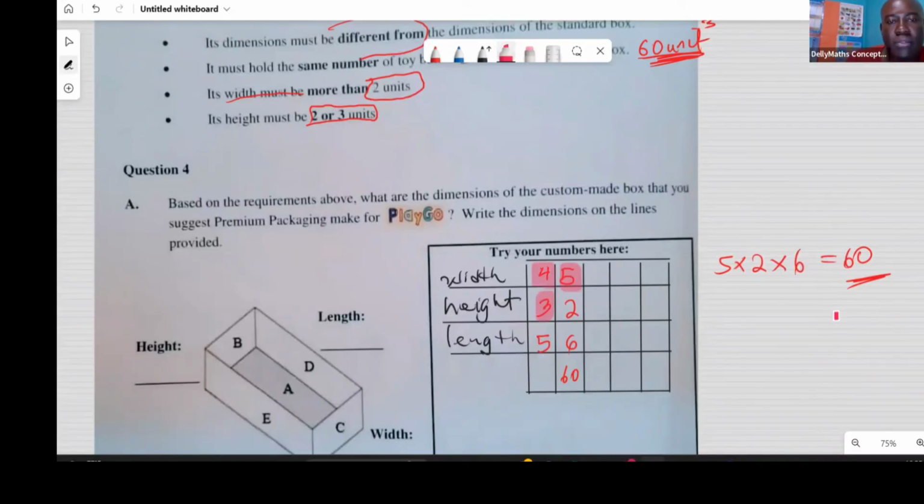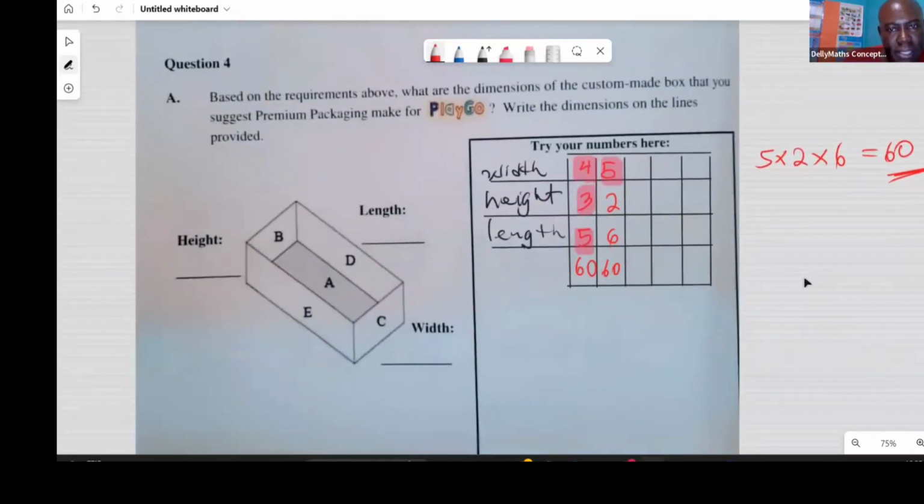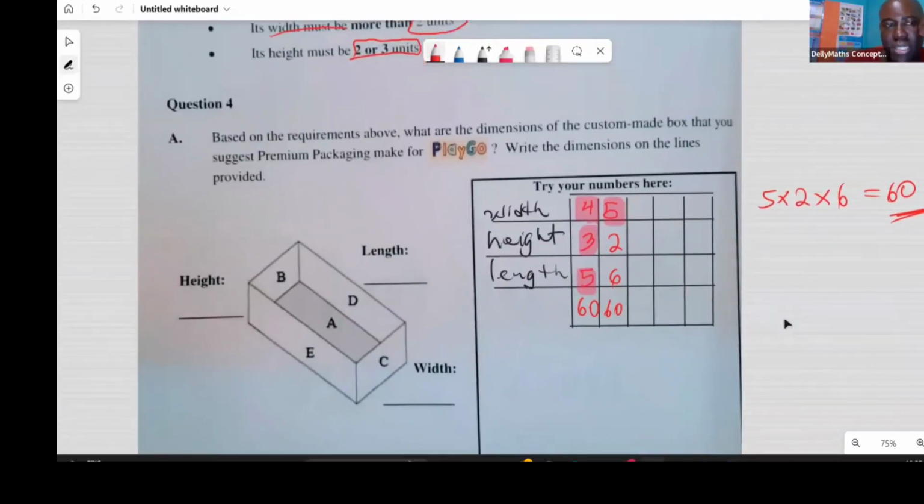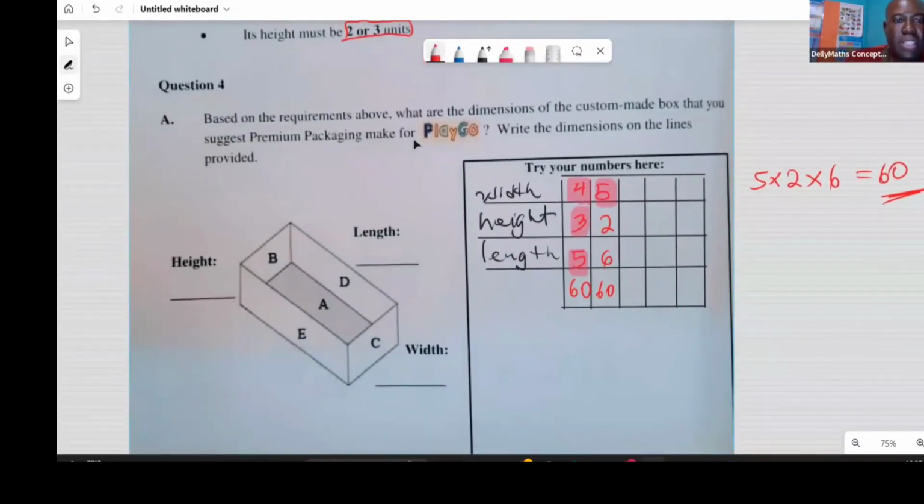So 4 times 3 is 12, 12 times 5 is 60. That's another one that we could have created there. Of course you could create more than one, but we're just going to be picking one of them to do our design. So let us see. I tried some numbers there, making sure that you're satisfying the conditions that they gave above. Based on the requirements above, what are the dimensions of the custom-made box that you suggested?